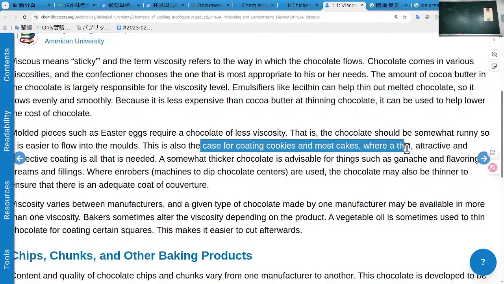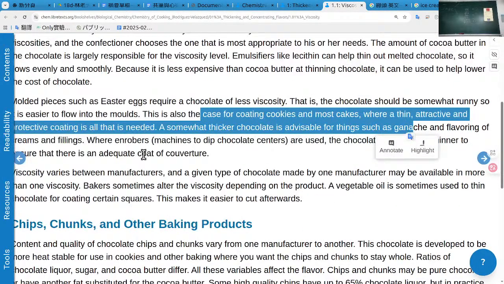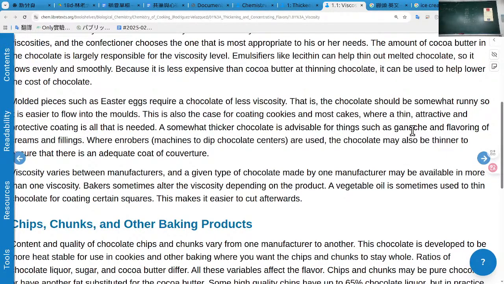This is also the case for coating cookies and most cakes, where a thin, attractive, and protective coating is all that is needed. And in some places thicker chocolate is advisable, over things such as ganache. So I don't understand, who can tell me what it is? Ganache. Or what's that? I don't know that.